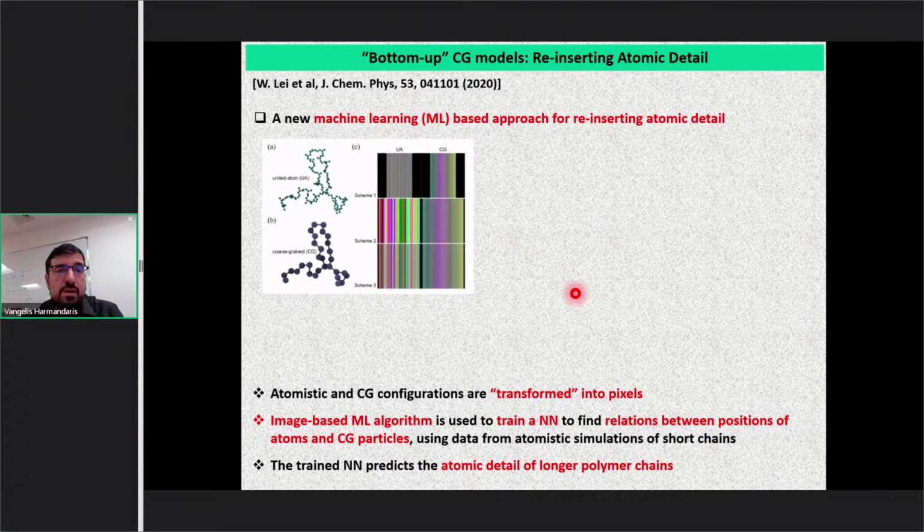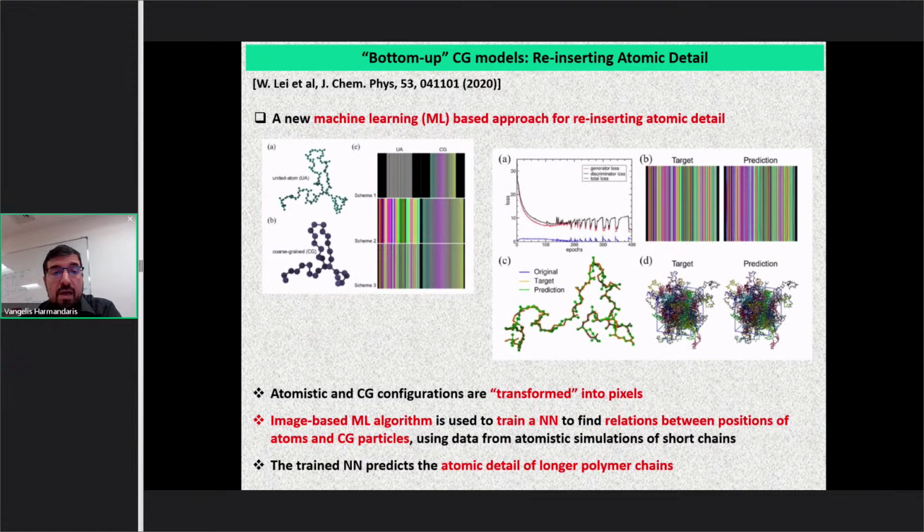And more recently we have also a machine learning based approach for that. The advantage of the machine learning based approach is that it's more automated, I would say. The idea comes from image analysis: we translate the coordinates and the configuration of atoms into pixels, and with that we can do the back mapping, as we call it, or the introduction of the atomic detail on the coarse-grain configurations, in an automated way.